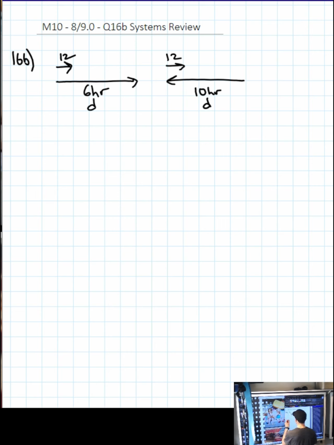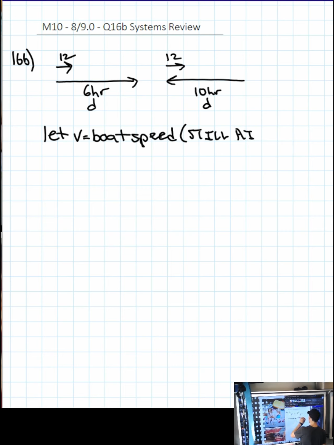So let's declare our variables. So let V equal boat speed in still air, meaning no wind, still air. Good. So now let D equal distance traveled.